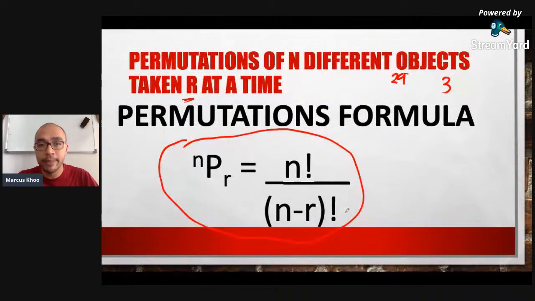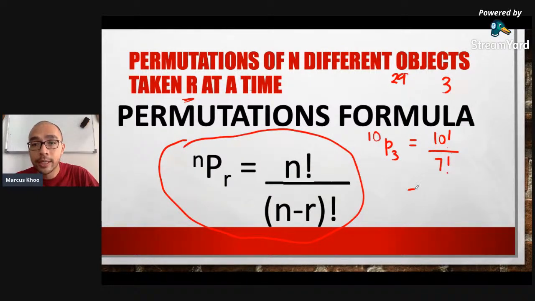For example, let's say I have 10 people in the class, and I only want to choose 3 people to go sightseeing with me somewhere. So this will be 10 factorial over (10 minus 3), which is 7 factorial. We have learned just now that this is actually 10 times 9 times 8 times 7 factorial over 7 factorial. If we cancel, we get 10 times 9 times 8, which is 720.